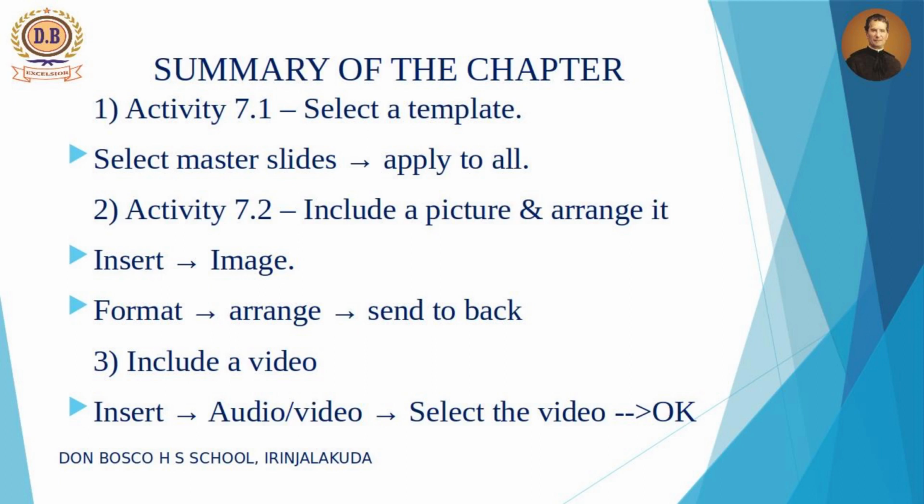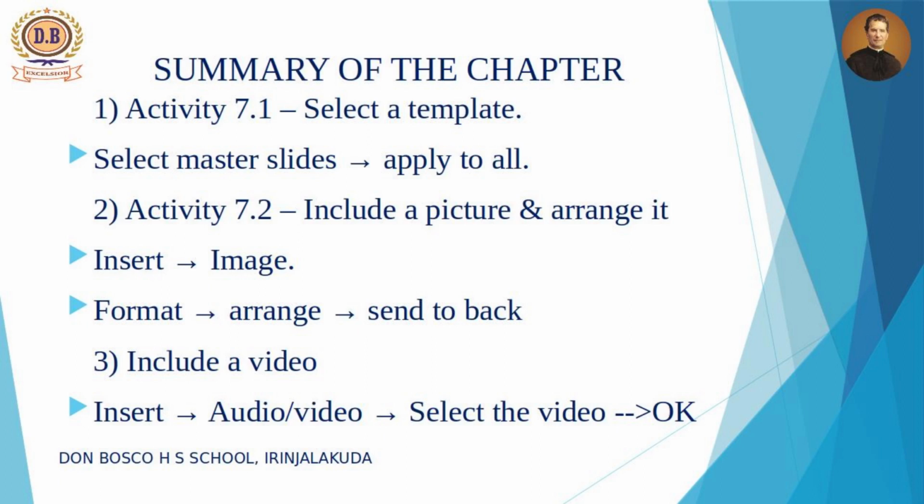In the second activity, we included one picture and arranged that picture behind the text. For including the picture, go to the insert menu, select the image option, then open the corresponding image from the school resources folder. Then how to arrange that image behind the text? Go to the format option, select the arrange option, then select send to back. Either you can do this procedure or just right click on that image, select arrange option, send to back.